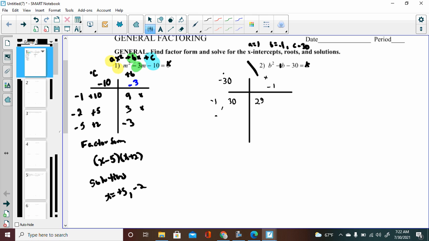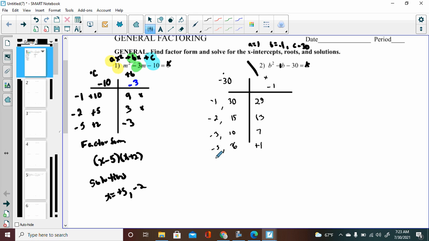That doesn't work. I'm going to try -2. Divide by -30, I get 15. And combine those, that doesn't work. Try -3. I get 10. Combine those, I get 7. Try -5. And I get, let's see, 30 divided by 5 is 6. Combine those, I get +1.